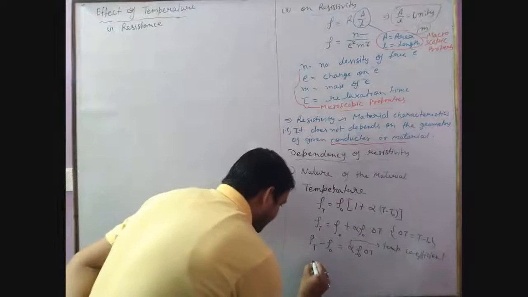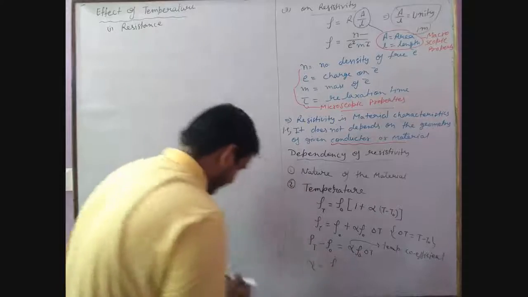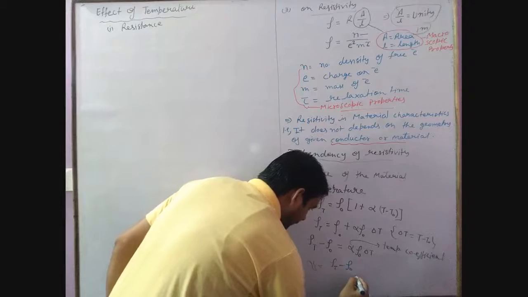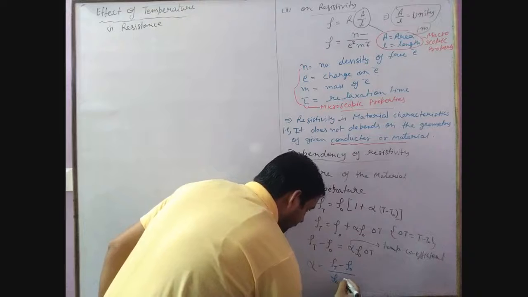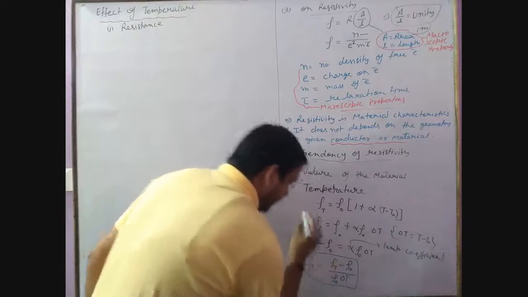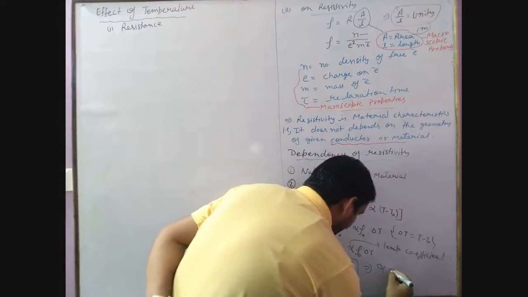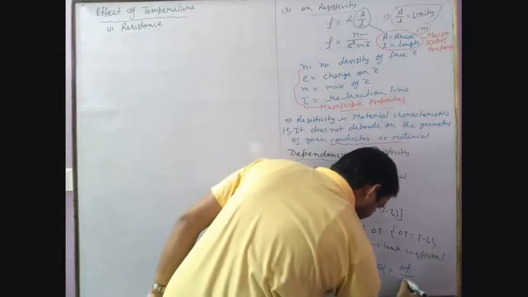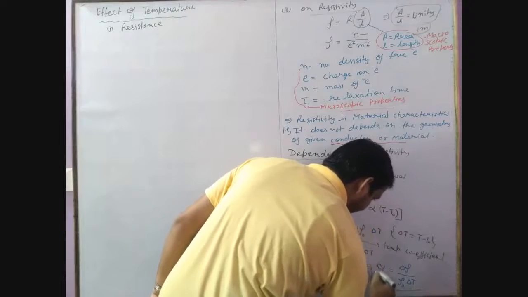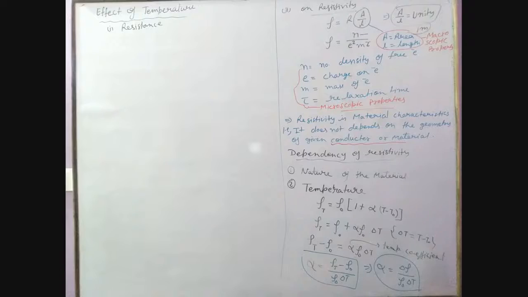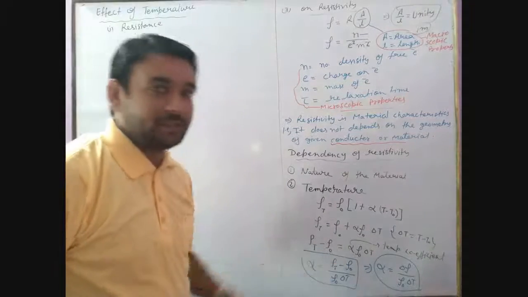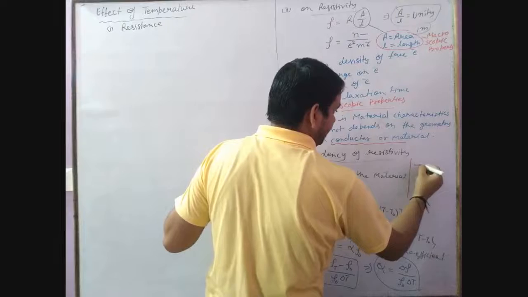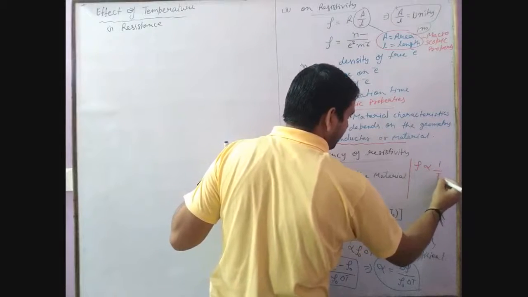Now we calculate the value of the temperature coefficient, which is (rho T minus rho naught) upon (rho naught del T), that is, the change in resistivity upon rho naught del T. This is how the temperature coefficient is related with the resistivity, and here you will very clearly observe that the resistivity is inversely proportional to the tau.